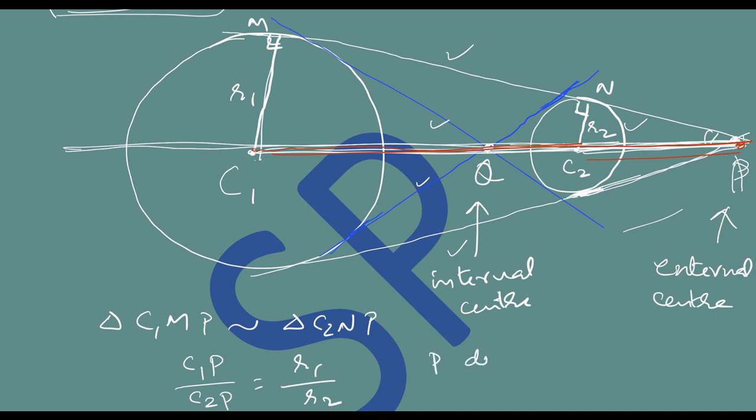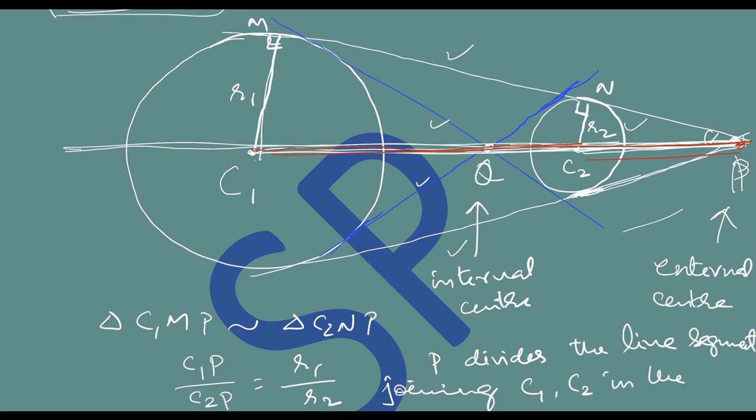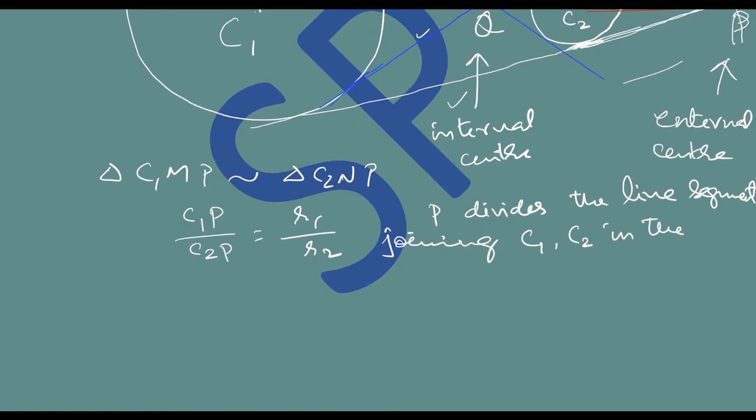P divides the line segment joining C1, C2 in the ratio R1 is to R2 externally. Okay?